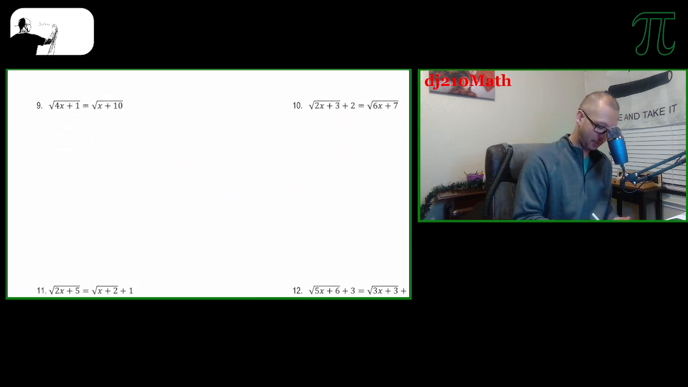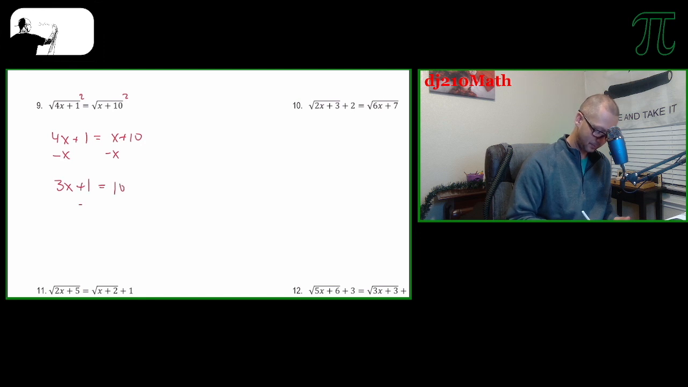All right, number 9. Square both sides. 4x plus 1, x plus 10. I feel like there's more that needs to happen, but let's just go with it. Minus 1, 3x is equal to 9.